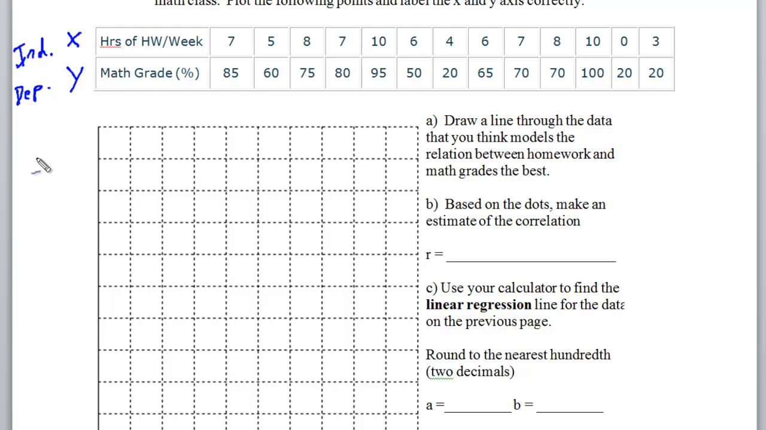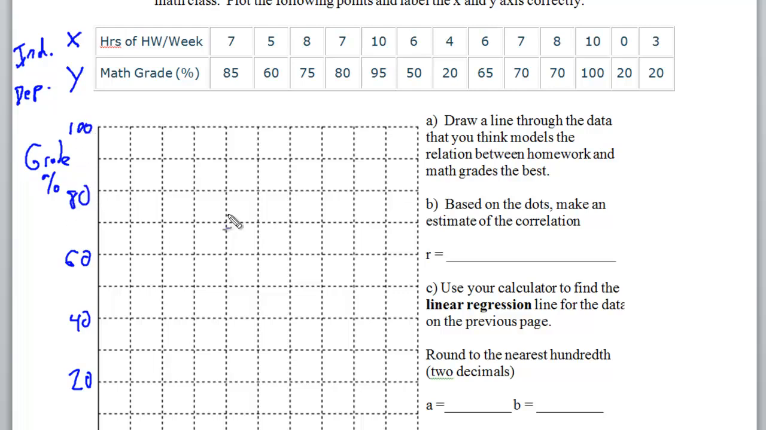Now the math grade percentages are going to be on the y-axis, and in terms of your range, it looks like we have a low score of 20 and a high score of 100. Since there are 10 tick marks on the side, starting at 0 on both x and y, going by 10% on the y-axis would be a fair scale. So our y scale is going to be 10.